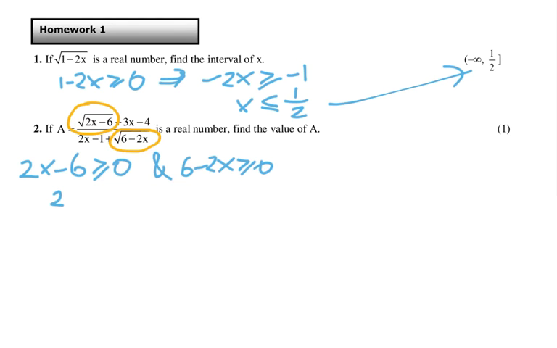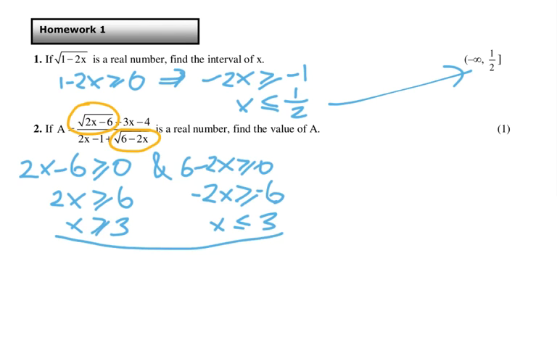So if we solve these, we get 2x, adding 6 to both sides here, dividing by 2, x bigger than or equal to 3. Or on the other side we have, subtract 6 from both sides, and we divide by minus 2, remembering to reverse the direction of the inequality. Now if these two things both have to happen, we look for the intersection and we see that x must equal 3.